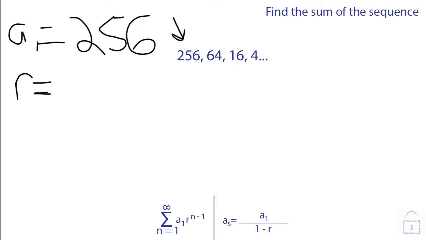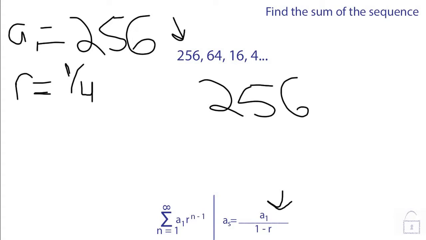So you have to divide by 4 to get to the next number, but you can't really plug that into our equation that we're going to use right here. So what we are going to do instead is multiply by 1/4, which is the same thing as dividing by 4. So our common ratio is going to be 1/4. Alright, so now using this equation to find the sum, we take A1, so 256, then divide that by 1 minus 1/4.